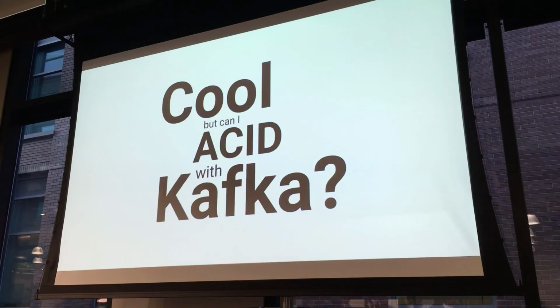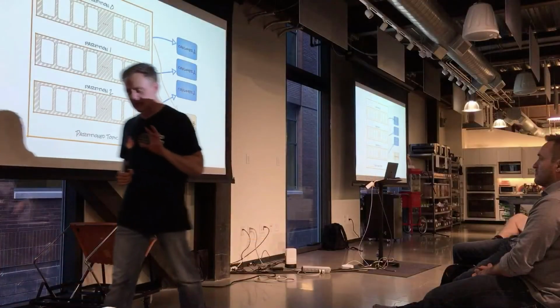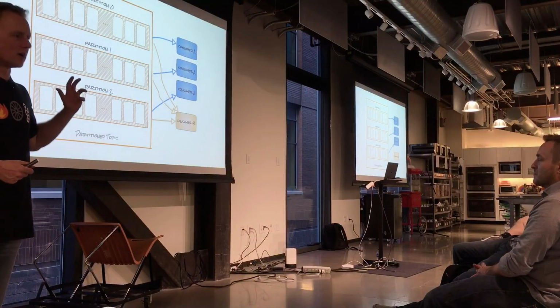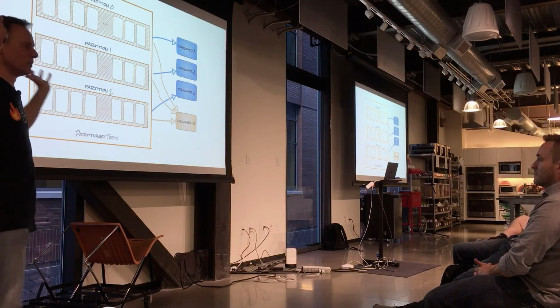All right. Let's get back to this topic. How do I get ACID properties at scale with Kafka? And why did I start by asking what a database is? Well, durability. Let's address that. I think that is trivially satisfied by Kafka. Partitions are written to disk and replicated. So done. Okay. It's durable.